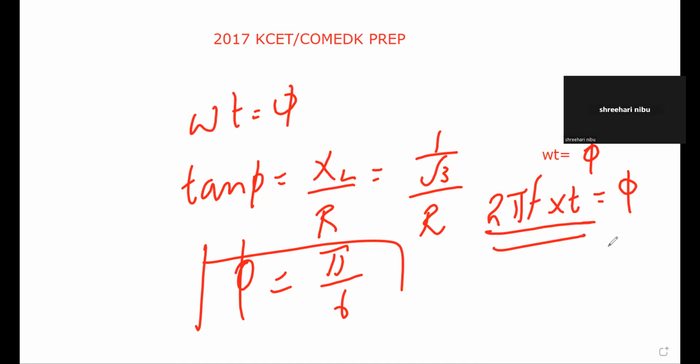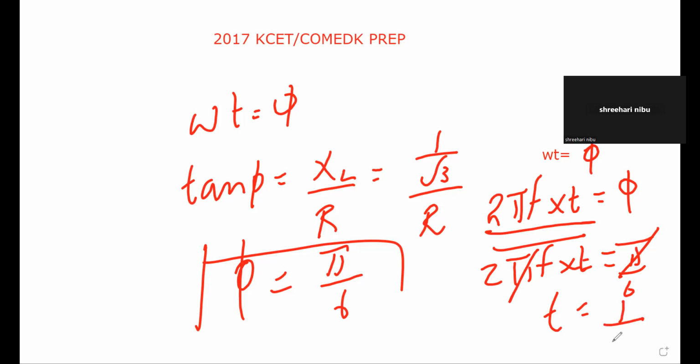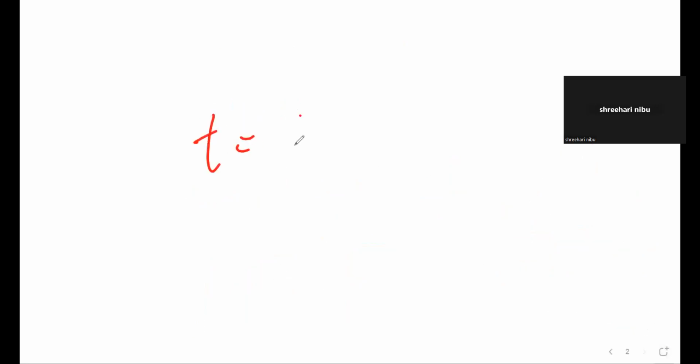And phi is what? Pi by 6. So 2 pi f into t, so pi and pi will get cancelled. 2f t is equal to 1 by 6, or t is equal to 1 by 12f. So frequency is 50. If frequency is 50, 1 by 12 into 50, 12 fives are 60, so t is equal to 1 by 600.